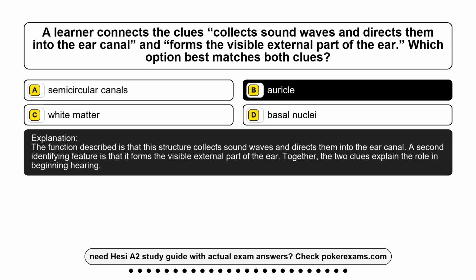The function described is that this structure collects sound waves and directs them into the ear canal. A second identifying feature is that it forms the visible external part of the ear. Together, the two clues explain the role in beginning hearing.